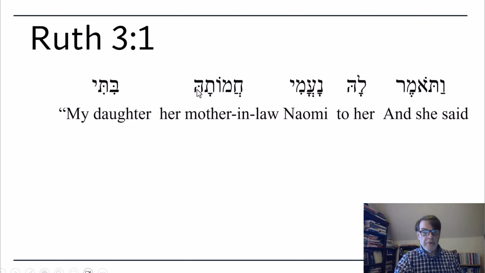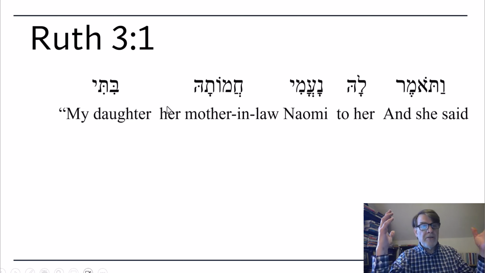It's a real hey when the hey has a mapik. Otherwise, it can be a vowel letter, a mother of reading, a mater lectionis. Her mother-in-law. So Naomi, her mother-in-law, said to her, quote, and here's where the quote begins, Beti, my daughter. So here yod is a first common singular possessive, my, and then bat is daughter. A bat mitzvah is for a young girl. A bar mitzvah is for a young guy. So, Naomi, her mother-in-law, said to her, my daughter.